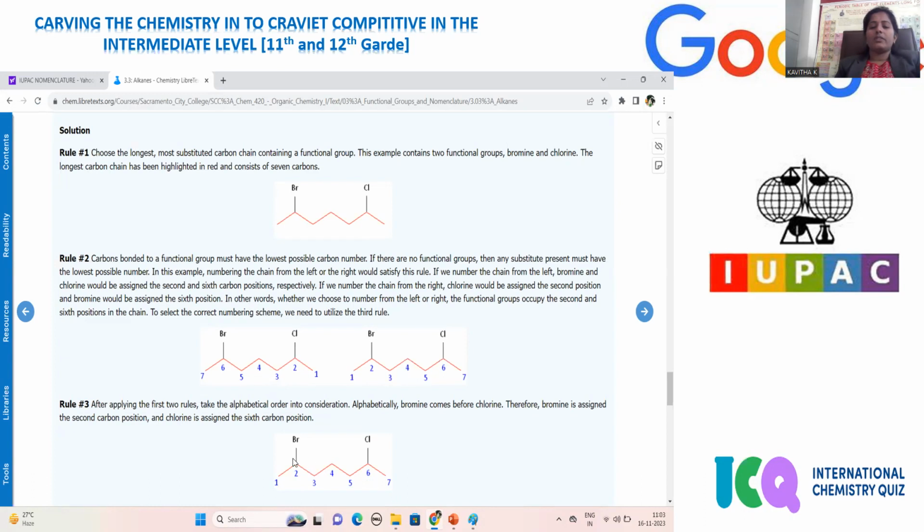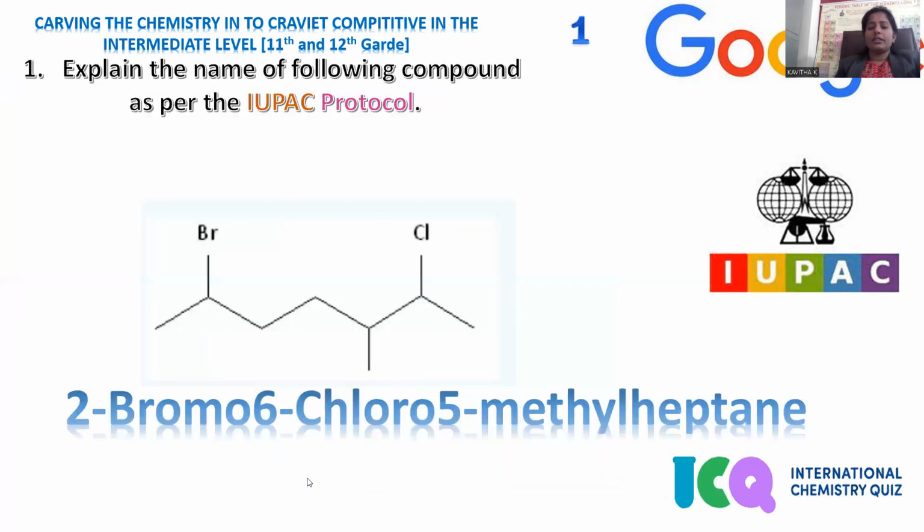So in order to get that one, we have to choose alphabetical order, and moreover bromo atomic number is larger compared to chloro. In both the constraints, you can start numbering from the left-hand side, so the correct name will be 2-bromo-6-chloro-5-methylheptane. This is the way we can answer IUPAC nomenclature for the given compound.